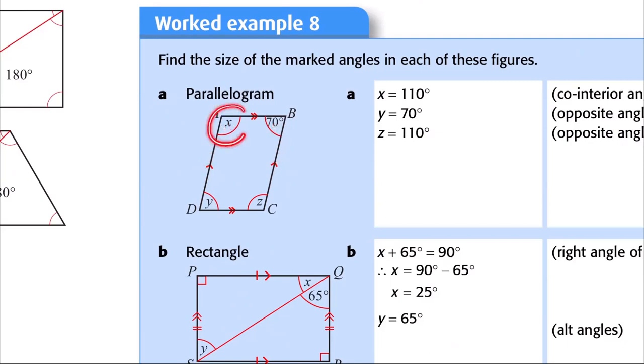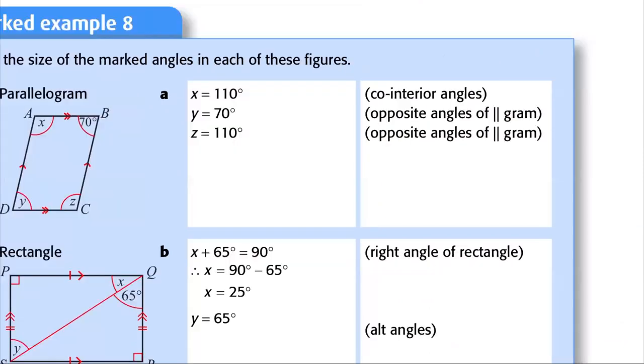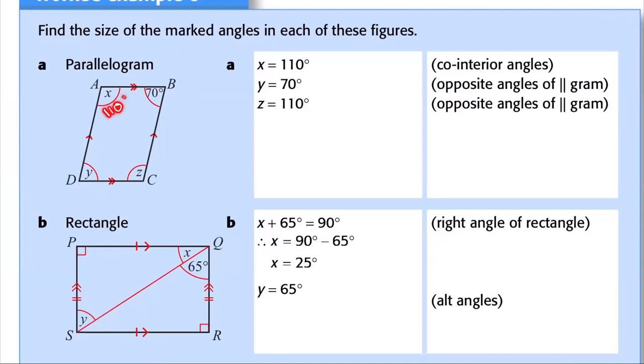So in order to find x, we're using the idea of co-interior angles. 180 minus 70, we get 110. And then you know this is 110. The opposite is also 110. Only applicable to parallelogram.